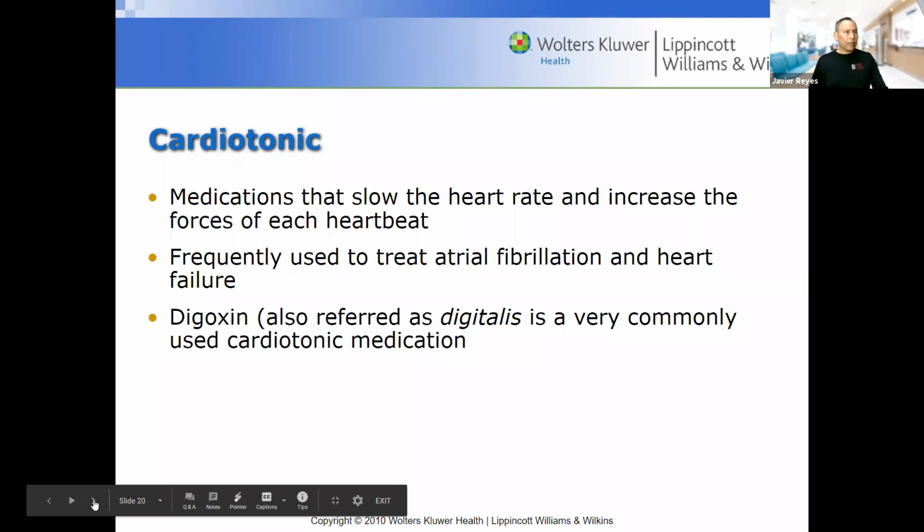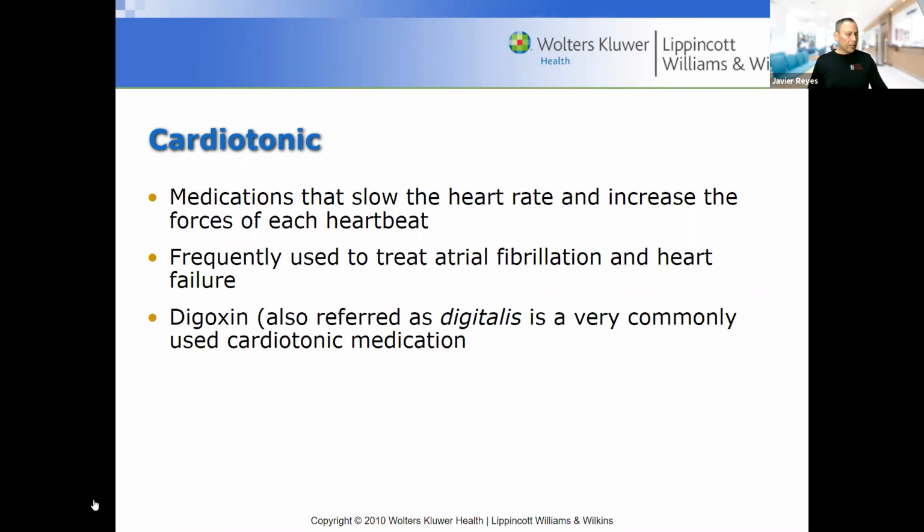Other medications that we use are called cardiotonics. Cardiotonics are medications that slow the heart rate, kind of like the beta blockers, but these actually help the heart contract harder, okay? Because people have heart failure, which is a very common problem, they get prescribed a cardiotonic. It's kind of like a boost for their ventricles so they can contract harder, but they also slow it down. It's like slow down, but contract hard, okay? This is the cardiotonic.